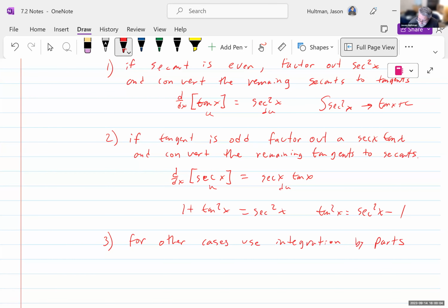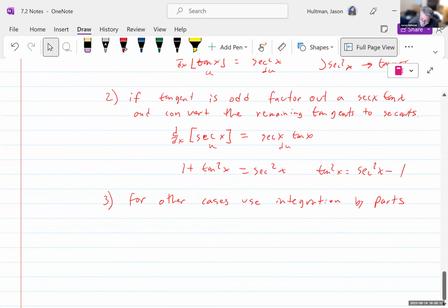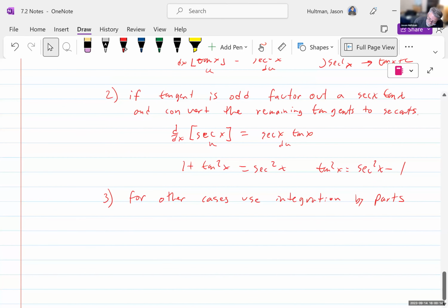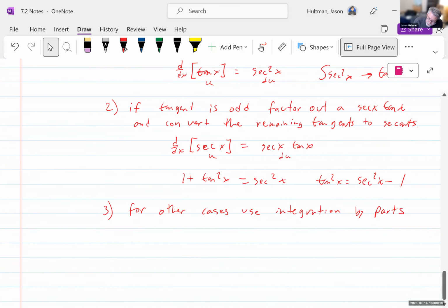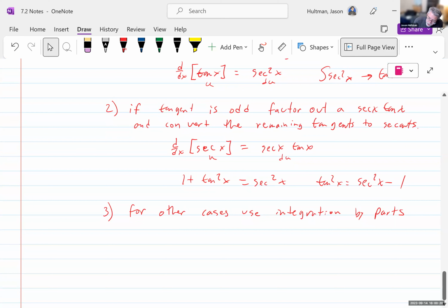So by parts. However, I'll put a little star here. What if tangent is odd, but there are no other secants? It says factor out a secant tangent. What if there are no secants?